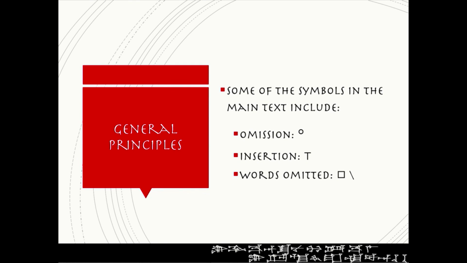Some of the symbols in the main text include a 0 for an omission. That little T-looking symbol indicates an insertion. And then if they want to indicate that more than one word is omitted, they will put a box at the beginning of a series of words and then an angled slash at the end to say that from the box to the slash, all those words are omitted in other manuscripts. Of course, there are other symbols, but these are some of the common ones.